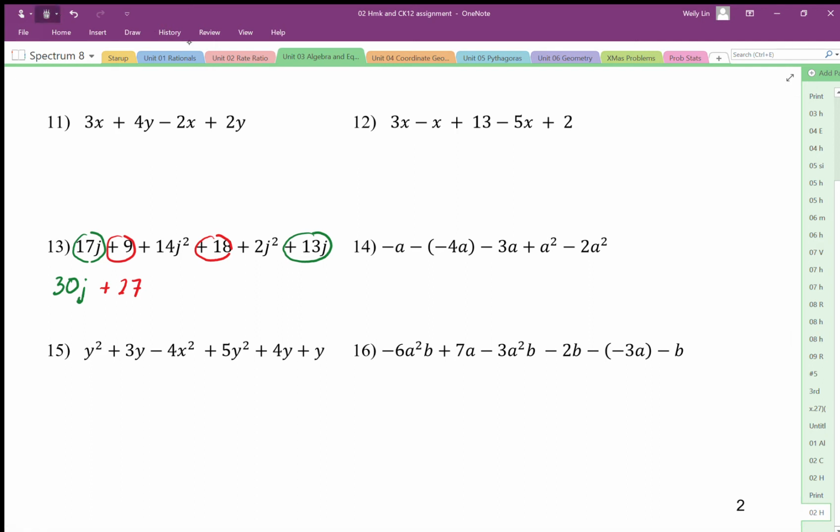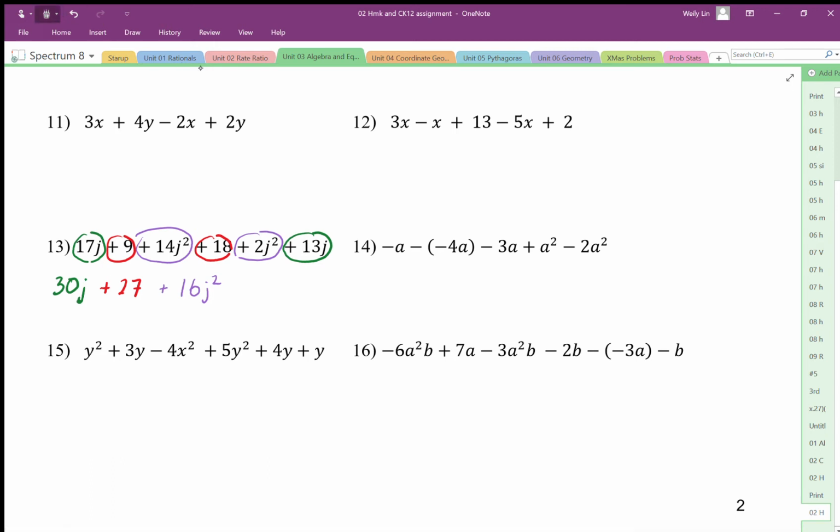And then the j squared terms can go together. J squared, j squared. Here we're going to end up with 14 plus 2, or 16 j squared terms. And j squared is different than j.